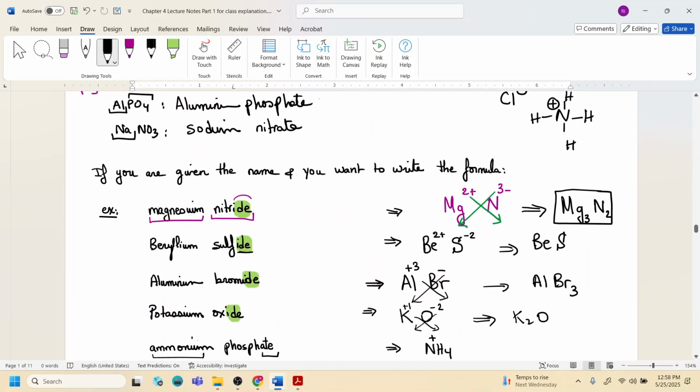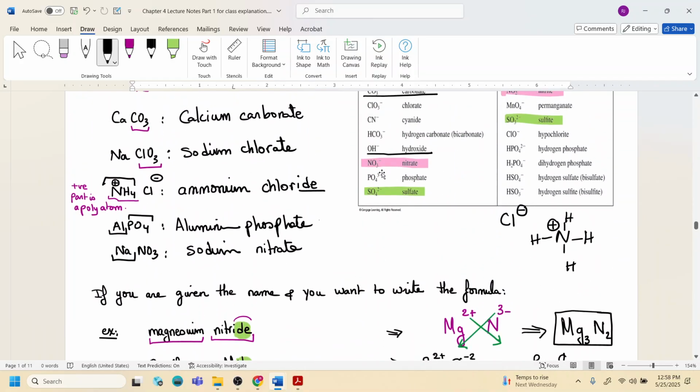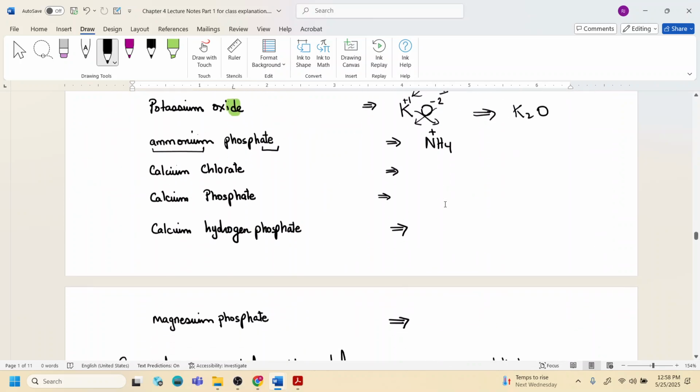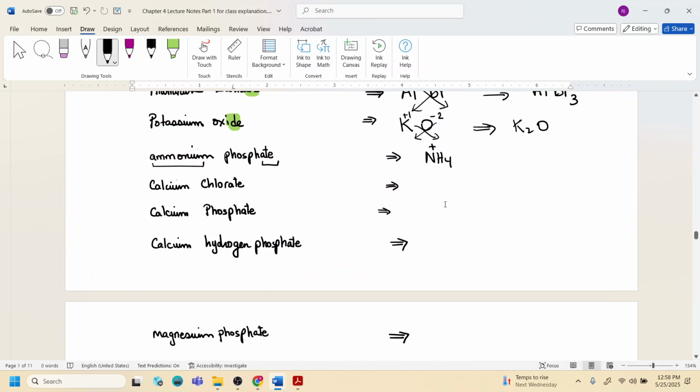Phosphate. Phosphate in the table is PO4 3 minus. So that is PO4, and that is a 3 minus in there. So the whole thing, this whole phosphate, you can put it in parentheses. It's fine, just to say, okay, this is made up of multiple atoms in there. So this whole thing has a 3 minus in there, and this one is a plus. The charges are not balanced. So I'm just going to crisscross those charges.